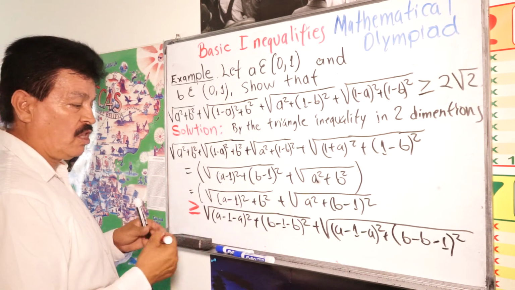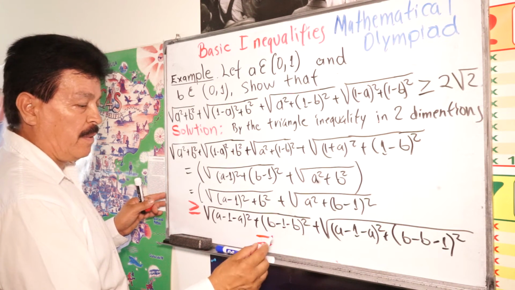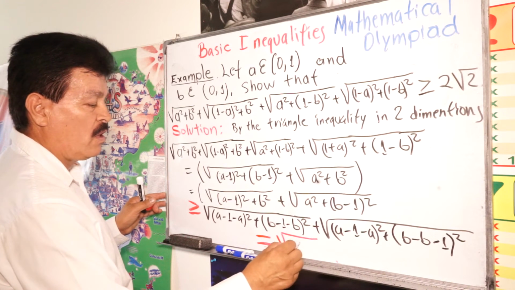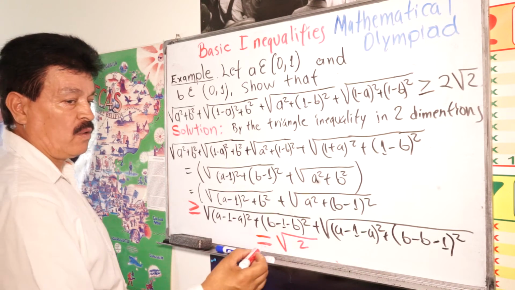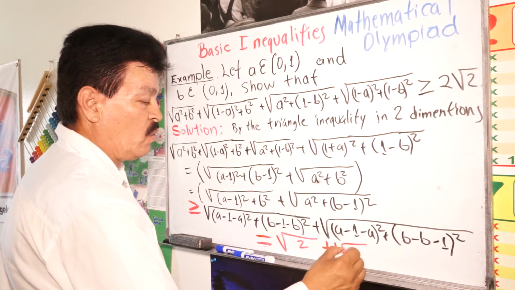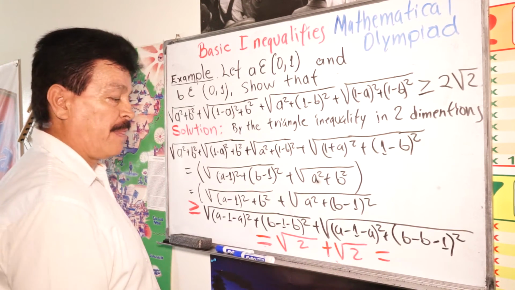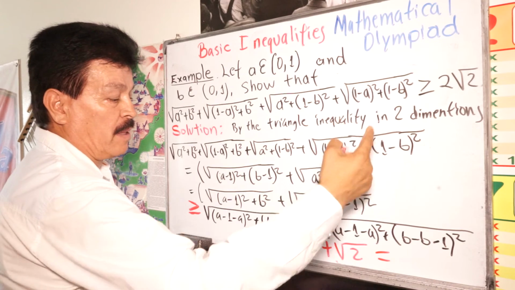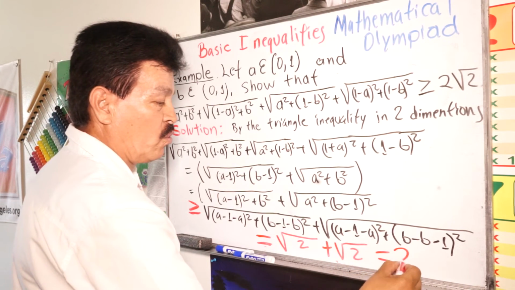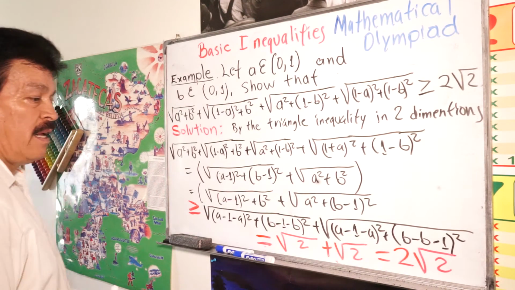So now if you simplify here, as our conclusion, it will be equal to the square root plus the square root, number 2 equals, now the number we are looking for is 2 times the square root of 2.